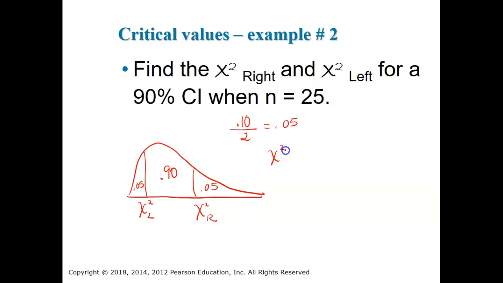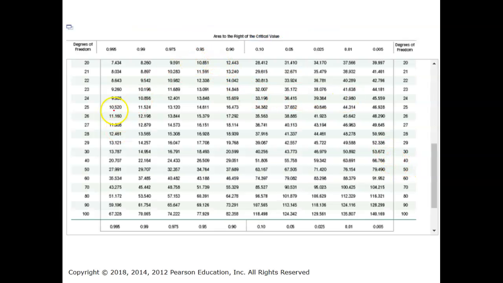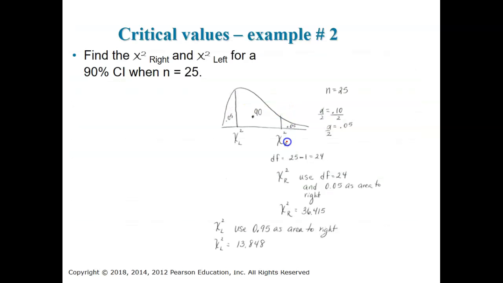So for chi-squared right, I'm going to use 0.05 and 24 degrees of freedom. And for chi-squared left, I'm going to use 0.95 and 24 degrees of freedom. So looking at my table, when I do that, using 24 degrees of freedom, and we said we're going to use 0.95 for chi-squared left, and then I'm going to use 0.05 for chi-squared right. And so those are my two values that I'm going to see as my chi-squared left and chi-squared right.